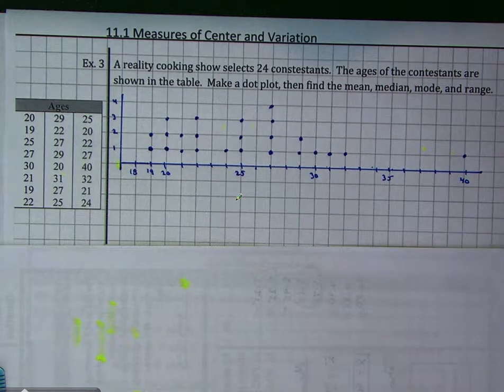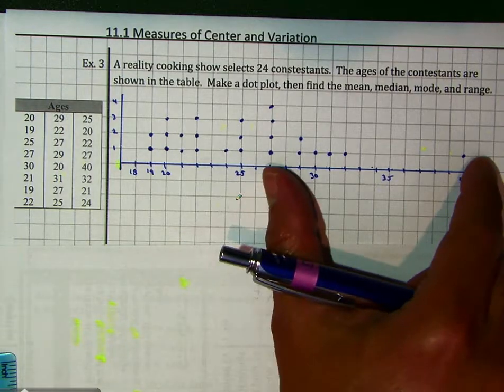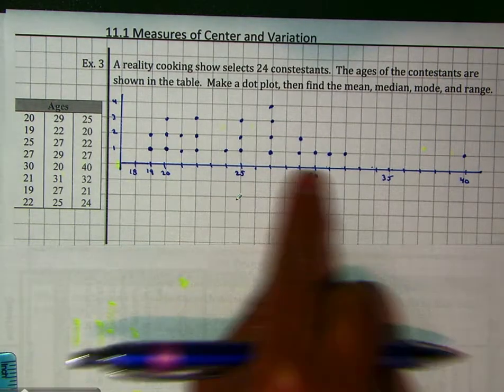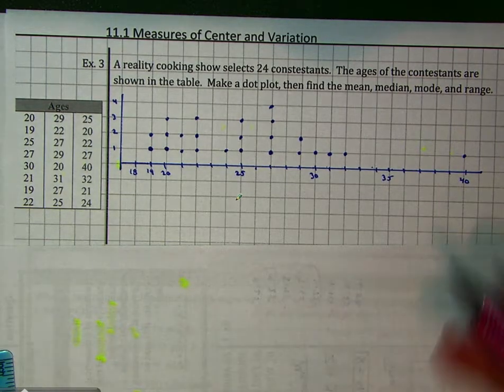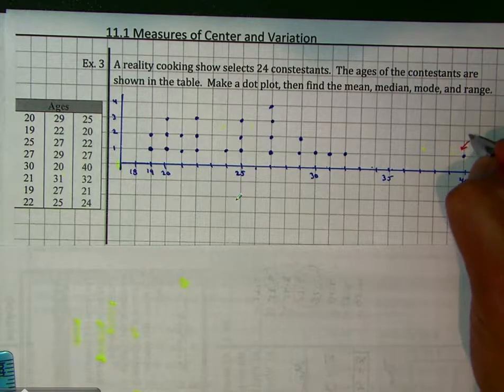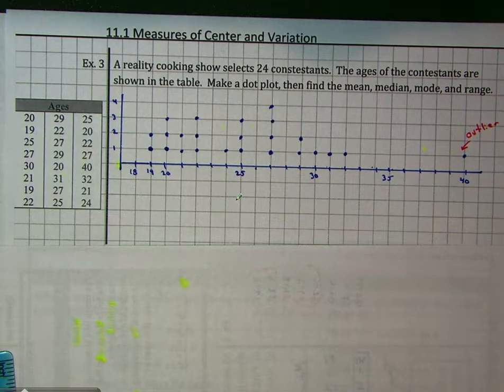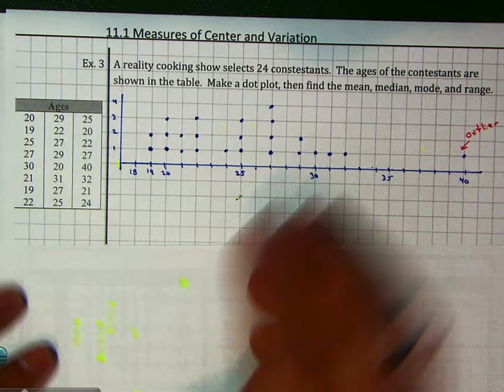So that is called a dot plot. And in statistics, it helps us visualize the data. We can see that most of the points are further to the left. And we know that 40 is way outside. So we actually can say that 40 is an outlier. And now that we made a dot plot, we can find the mean.